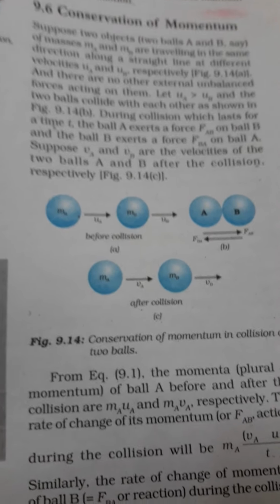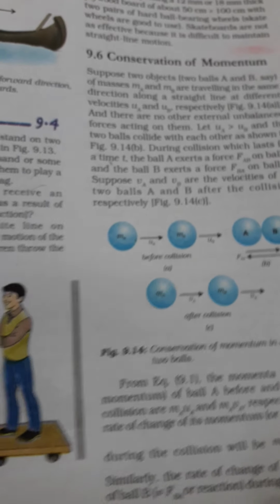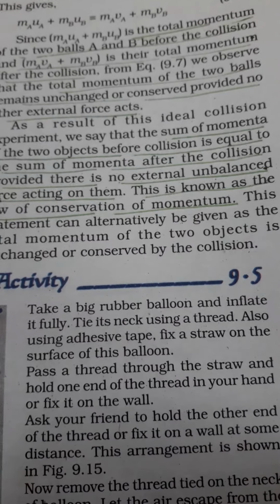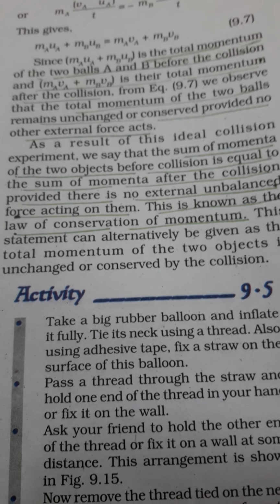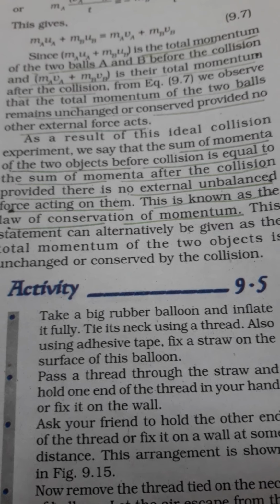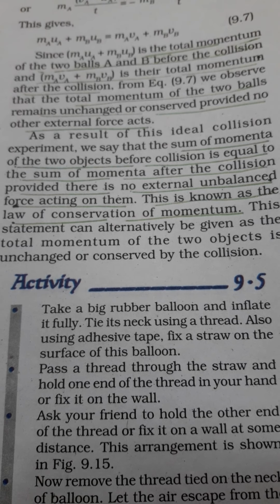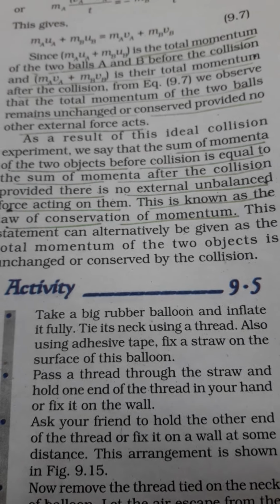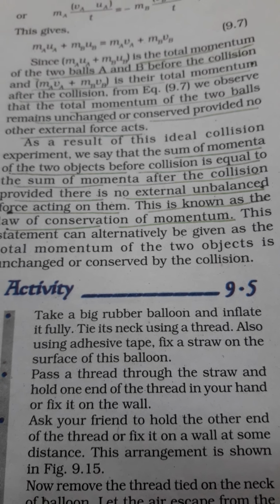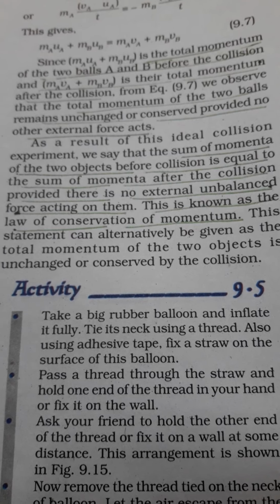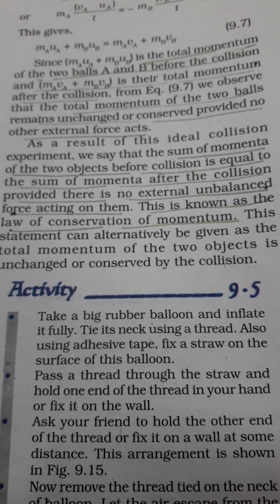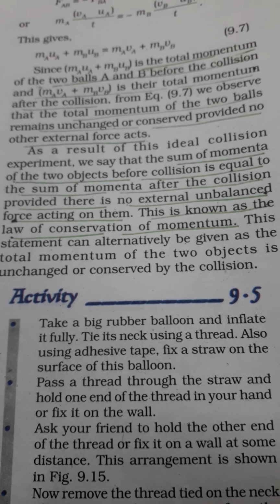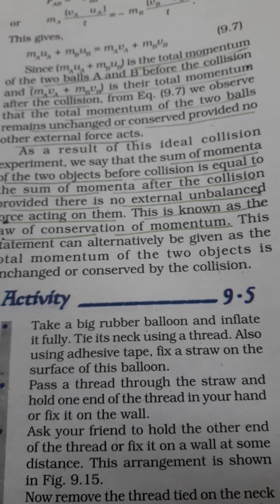Now we come to our next topic, conservation of momentum. What does this law state? Let us see the statement of this law. The sum of momenta of the two objects before collision is equal to the sum of momenta after the collision, provided there is no external unbalanced force acting on them. This is known as the law of conservation of momentum.